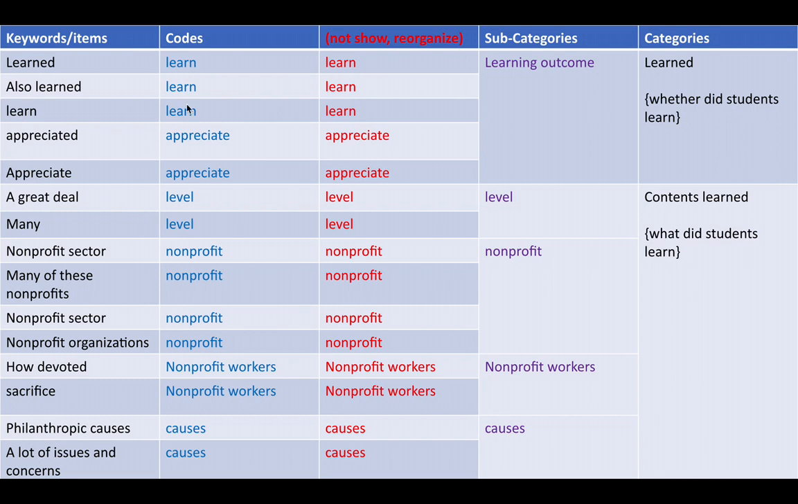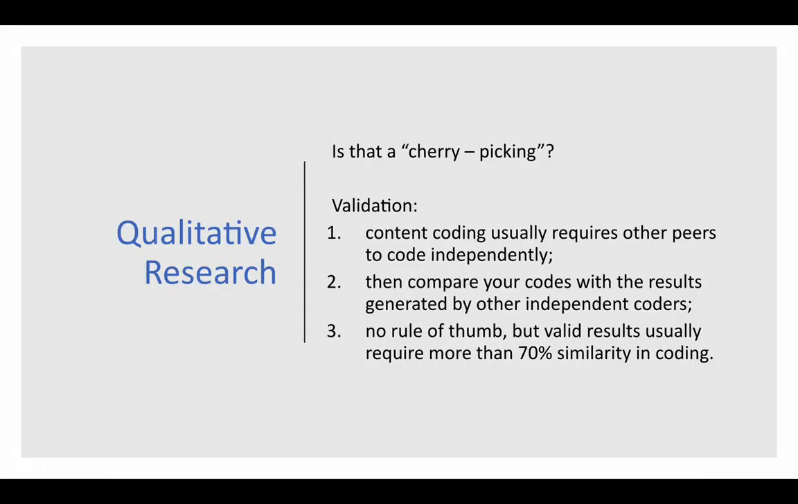Say, for instance, if we encounter some keywords like a great deal and many, we are going to code them as levels, right? Or if we encounter nonprofit sector, many nonprofits and nonprofit organizations, etc., all related to nonprofit organizations, then we all agree we are going to assign a code like nonprofits to it. All right, so after you have this coding scheme, this is the guide for you to code independently. Then you can do the whole coding.